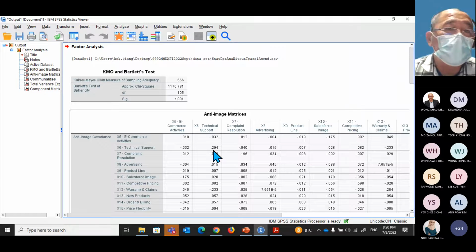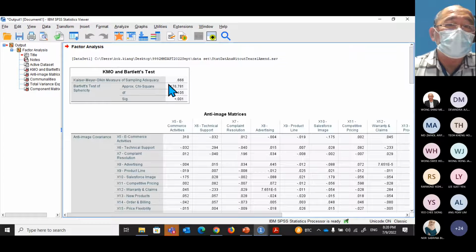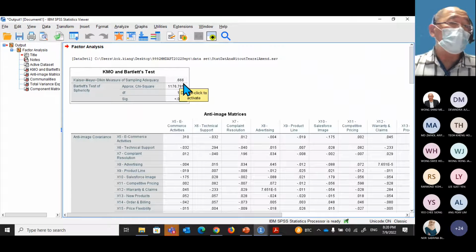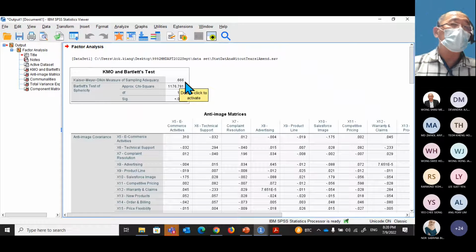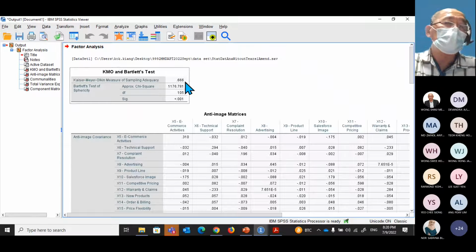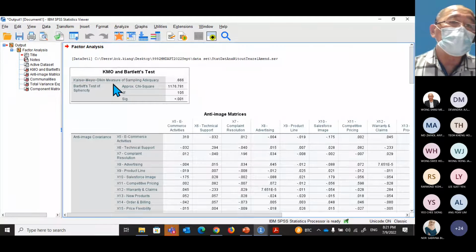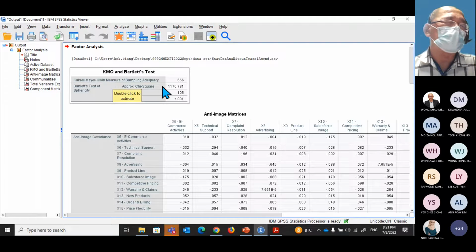Okay, so now the first one is this one. Can you see 0.666? If you use the same data set as from the model, you should get this 0.666. Therefore, it's good. So this is for the overall data. Combine all the data, we get this KMO. You can see KMO measure of sampling adequacy, MSA. So this is good.